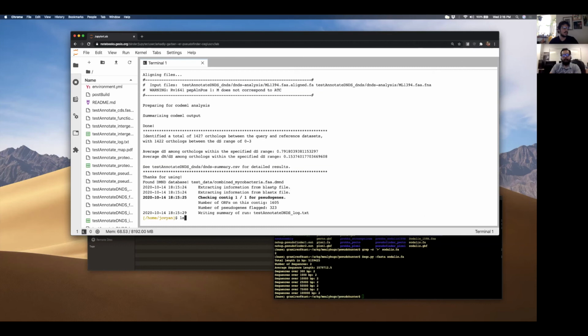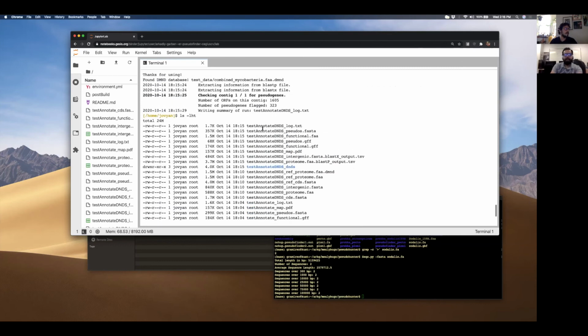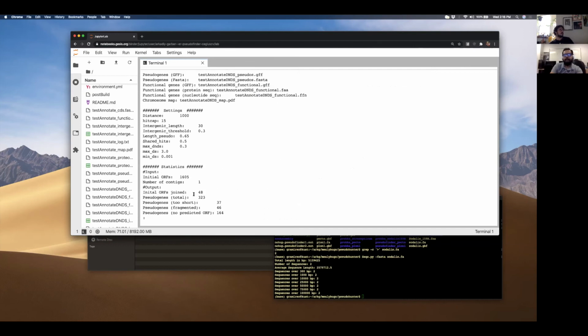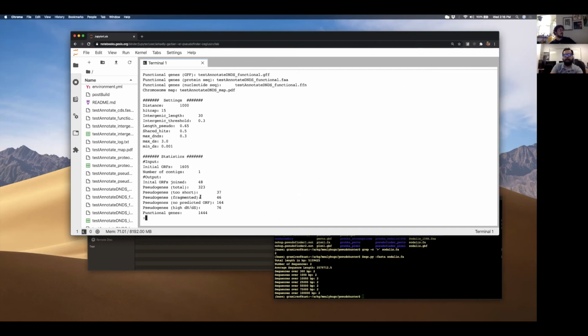So let's look at the output file. As you can see, there are more pseudogenes predicted here relative to the last run, with the same numbers for short, fragmented, and intergenic pseudogenes. But we also have an additional 76 genes added to this because they have elevated DNDS values.